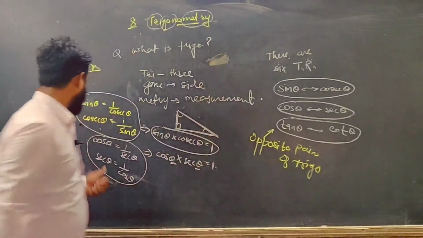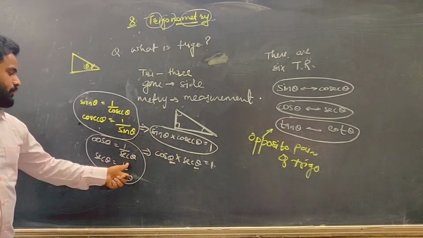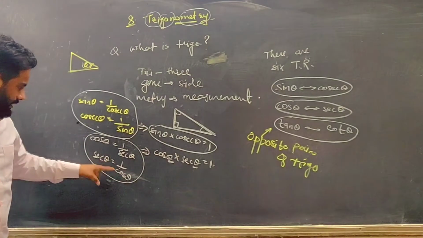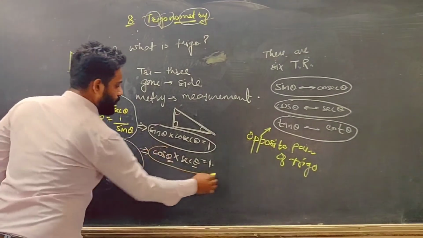So these two are an opposite pair. Cos theta is equal to 1 upon sec theta, and sec theta is equal to 1 upon cos theta. If you multiply this quantity, sec theta into cos theta, you are going to get the answer equal to 1.